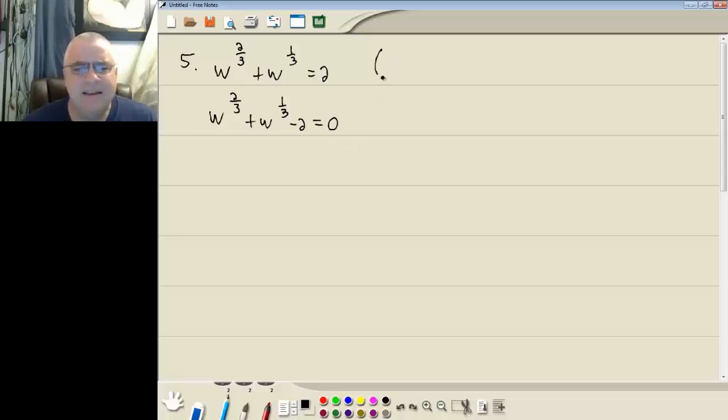Okay, let's check this. Our middle part, w to the 1/3. Let's take it to the second power and see if it gives us our first part. When you raise an exponent to another exponent, again, you multiply them together. 1/3 times 2 gives us 2/3, which is this part right here. So it does check. It is a u substitution problem.